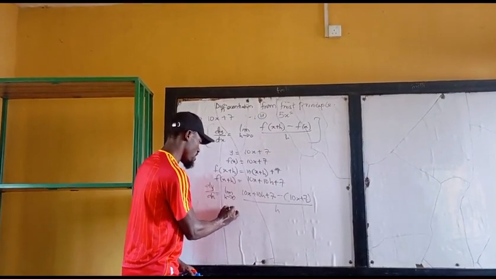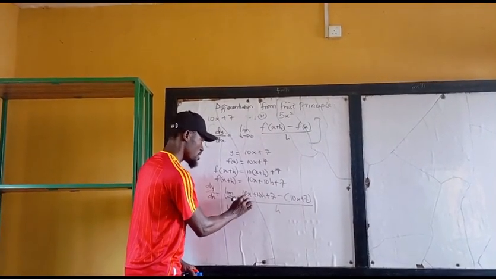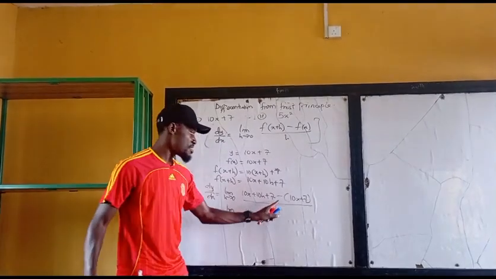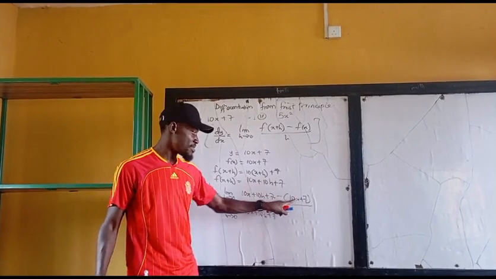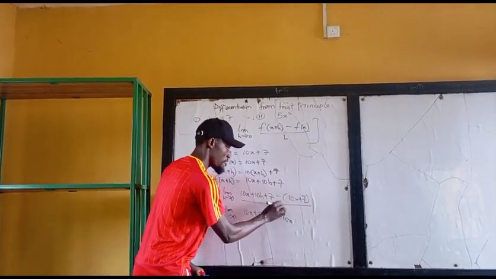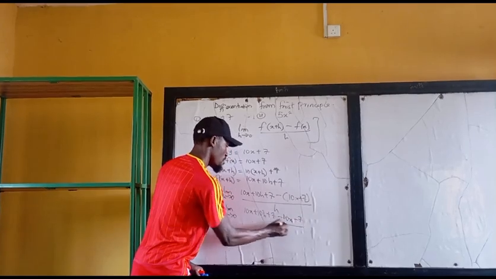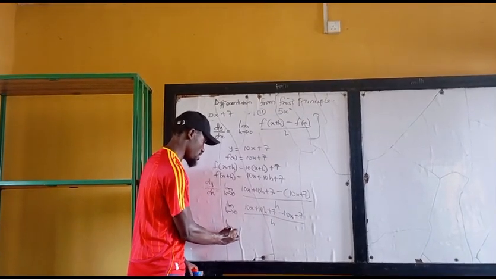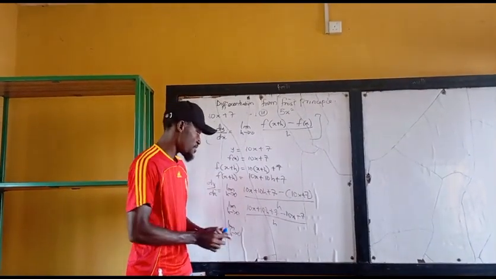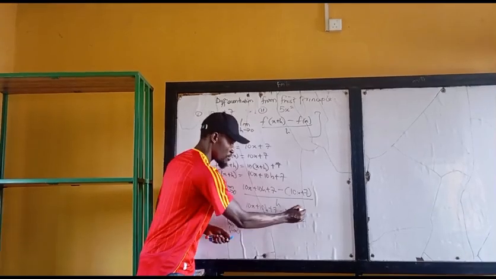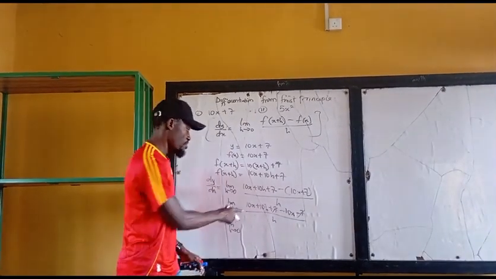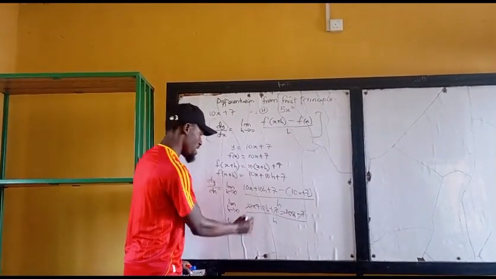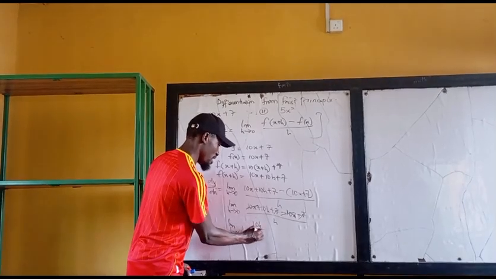So we have limit as h tends to 0, 10x plus 10h plus 7. Now we use this negative sign to open this bracket. Minus times 10x, we are going to have minus 10x. Minus times plus 7, we have minus 7 all over h. So we also have limit of h tends to 0. Now let's collect like terms. We have 7 minus 7, that goes out, it gives us 0. We also have 10x minus 10x, that gives us what? 0. So we are left with 10h all over h.